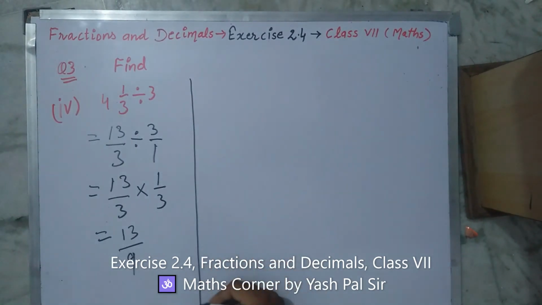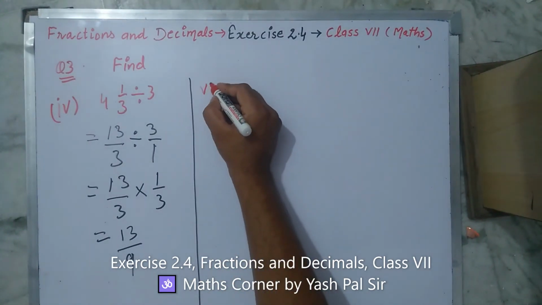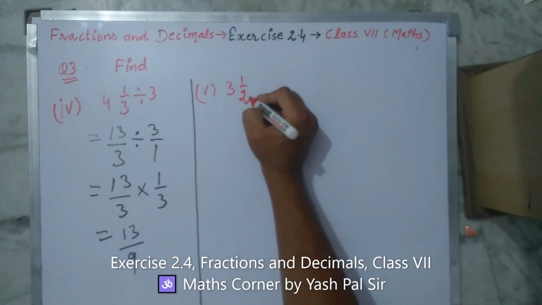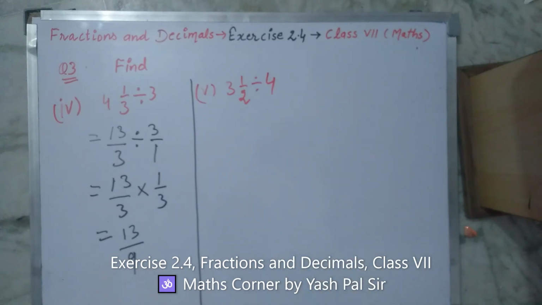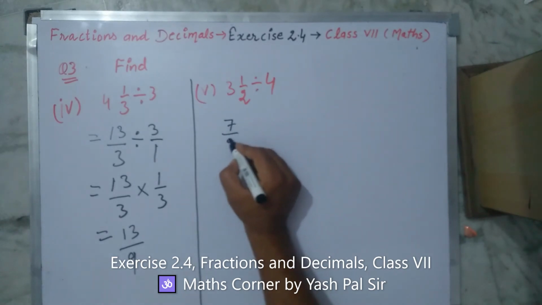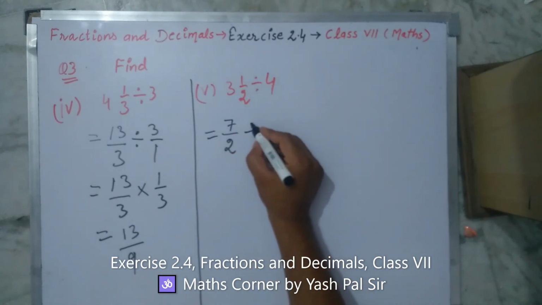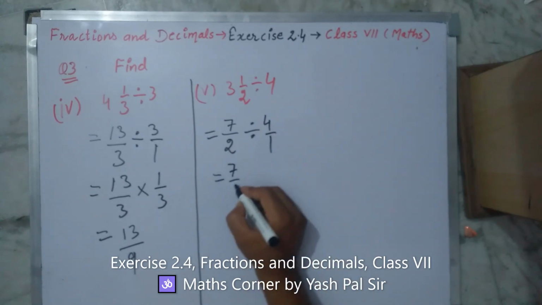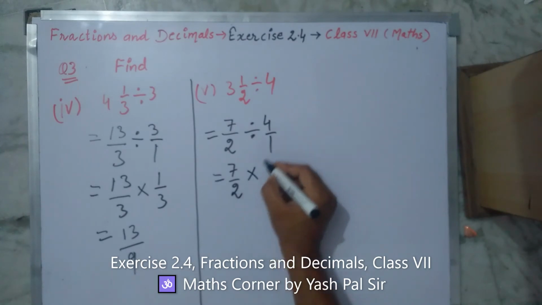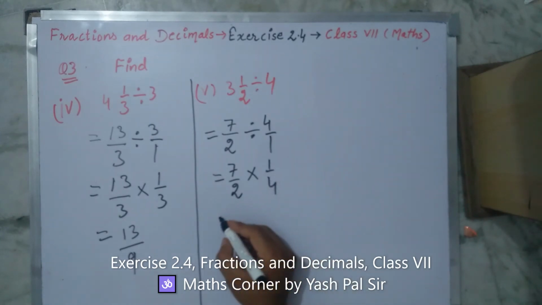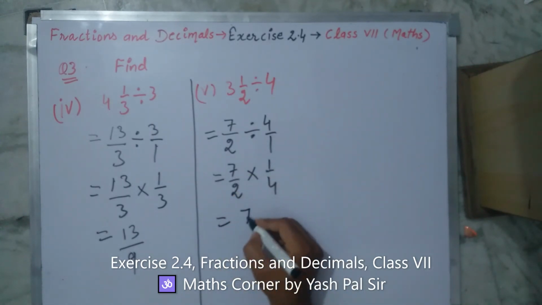Next part, part number 5. We have 3 and 1 by 2 divided by 4. So first of all, 3 into 2, 6, 6 plus 1, 7 upon 2 divided by 4, meaning 4 upon 1. Next 7 upon 2 multiply 1 upon 4. 4 upon 1 reciprocal is 1 upon 4. So 7 into 1, 7, 2 into 4, 8.